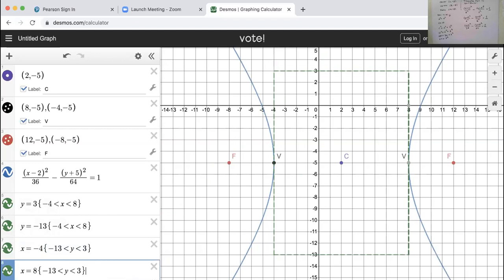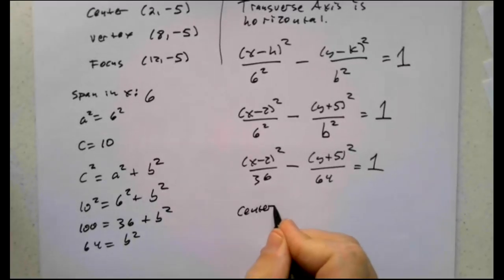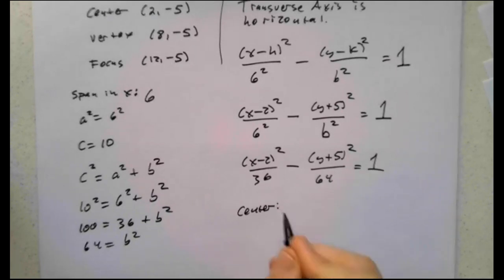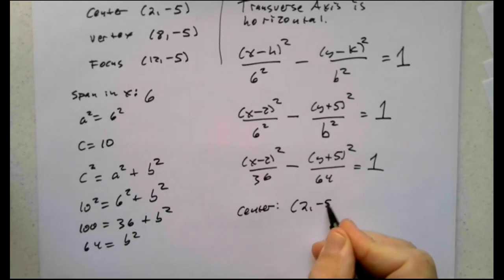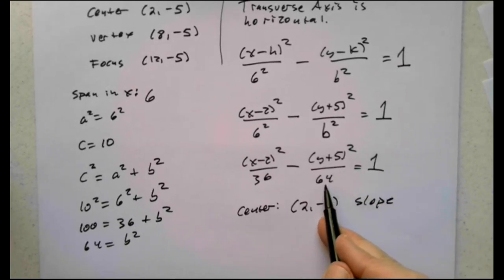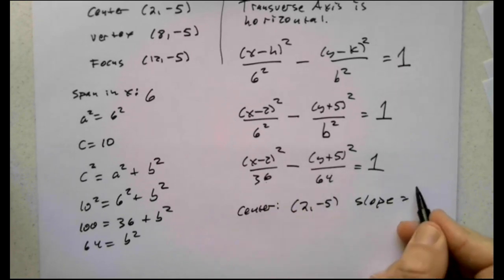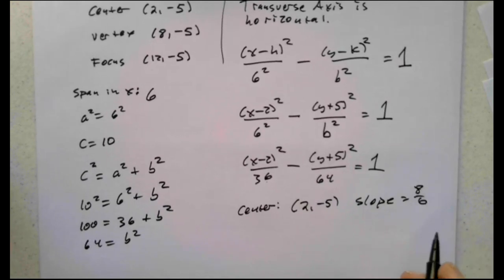And now how about our slope for each of those? Change in y is 8, up 8 over 6. So 8/6 x. So I want to find the equation of my asymptotes. The center is 2, -5. The slope goes up 8 because 8 squared is 64. It goes over 6 because 6 squared is 36. 8/6, the slope is 8/6, or if you like, 4/3.